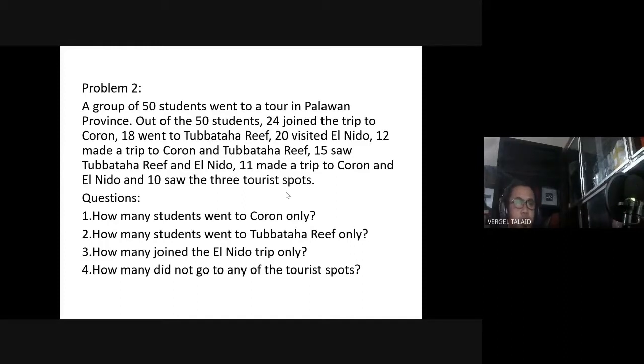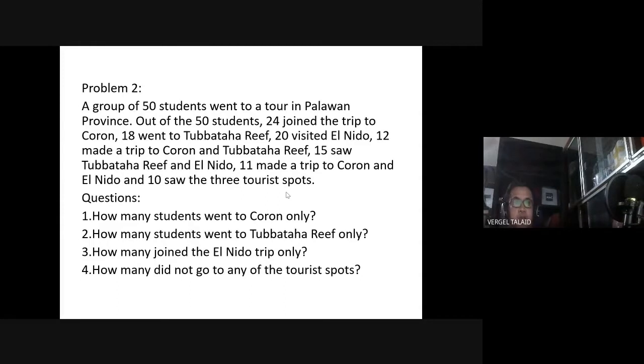So the questions are, how many students went to Coron only? How many students went to Tubataha Reef only? How many joined the El Nido trip only? And how many did not go to any of the tourist spots?